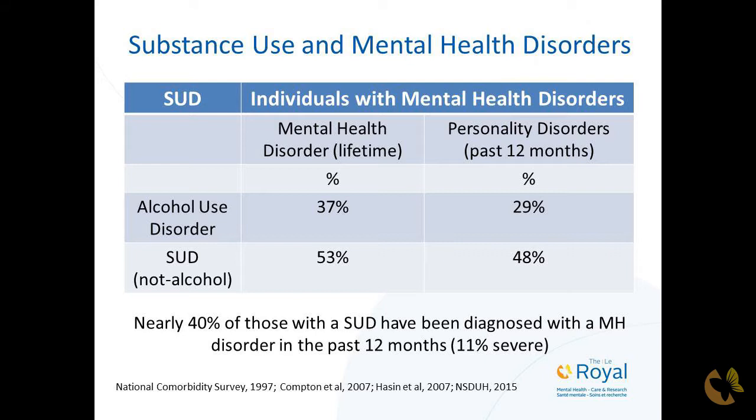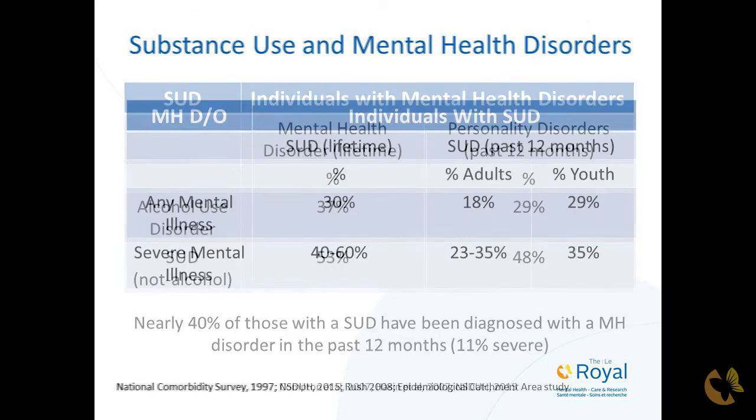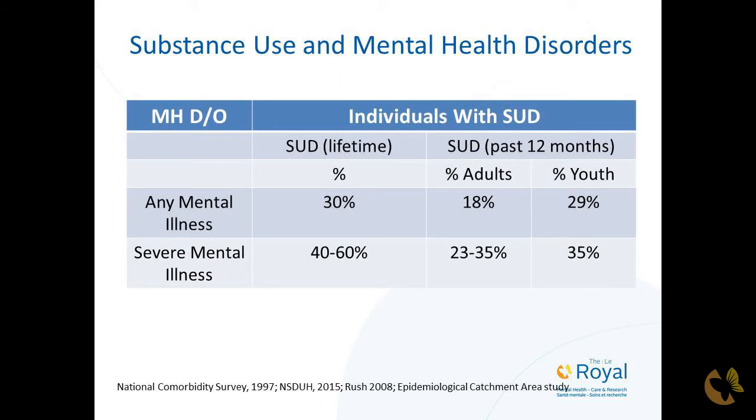And this is just some more stats for you. Here we have essentially 40% of people with a substance use problem have a co-occurring mental health illness at some point in their lifetime. And about 11% of people with substance use problems have a severe mental health problem. So that would be something like bipolar or schizophrenia. And here's the reverse. People with mental health illnesses tend to have substance use problems and so on. So it's really more the norm than it is the exception.